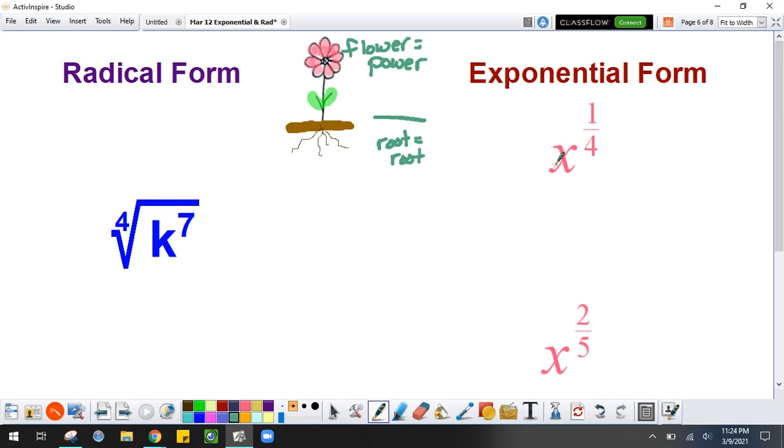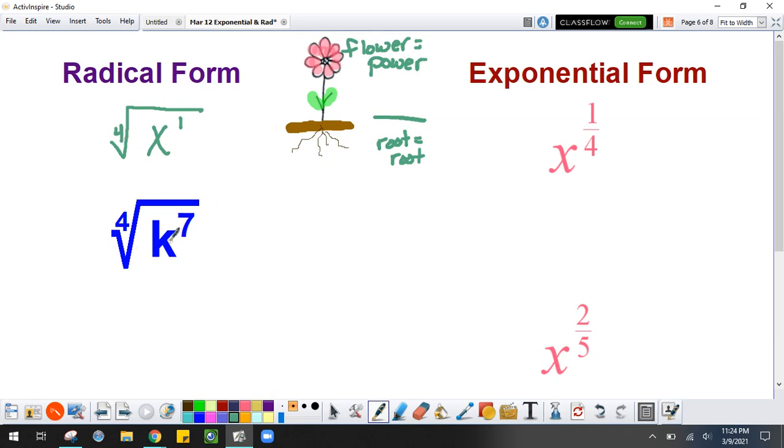X is my base on my first example. So X is going under my radical. The flower power on top is 1, and the root equals the root goes here in the radical.